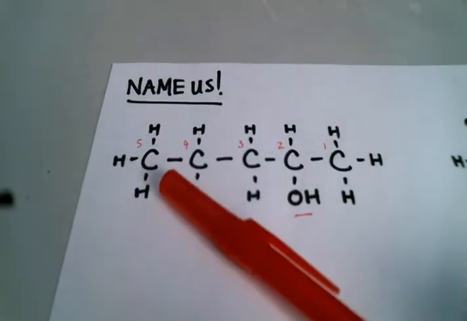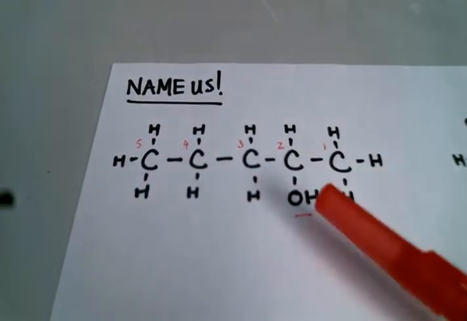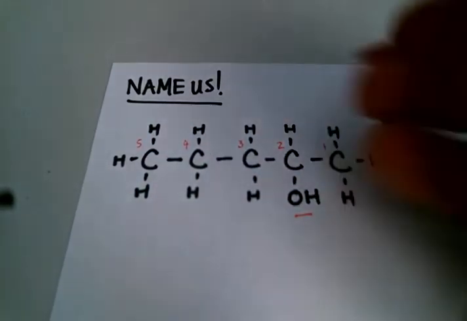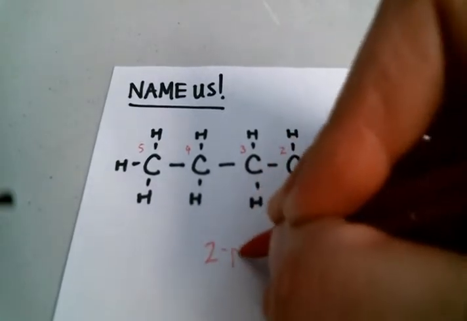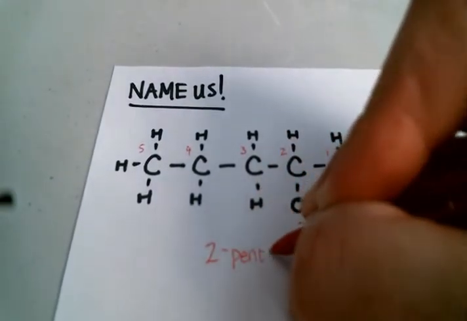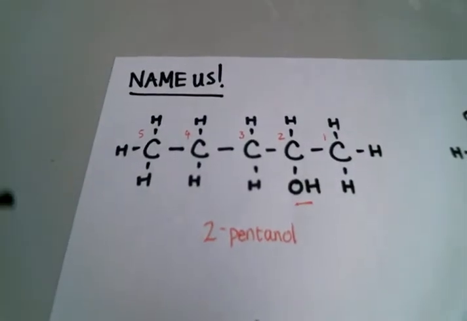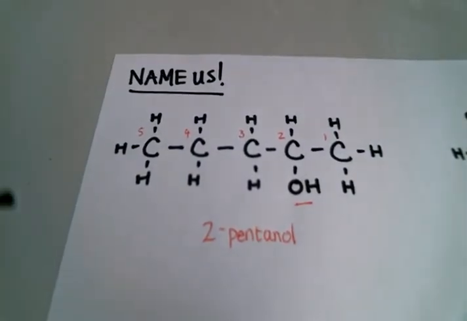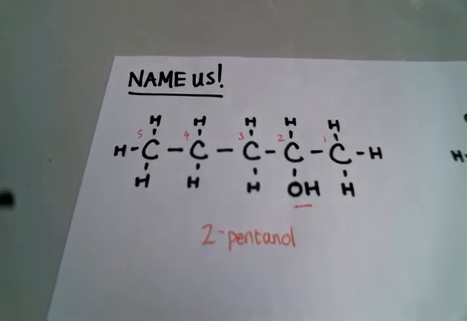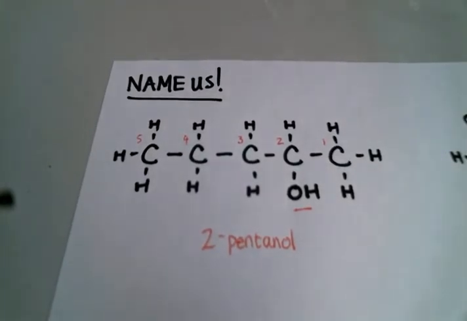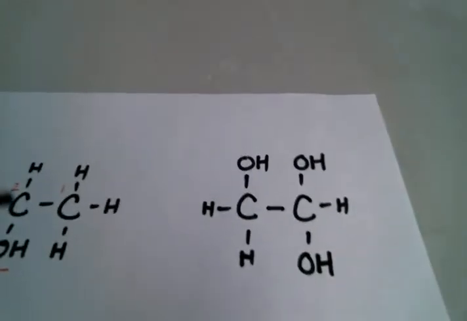That's got to be pentane. The OH makes it pentanol, and it's on carbon number 2. So I've got 2-pentanol. Is the name of that one. Not too bad, right? That one's pretty straightforward. So let's get to one where the quantity of hydroxides is what's going to make this a little bit more challenging.